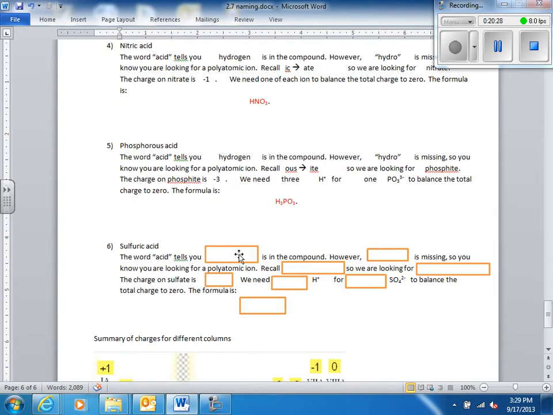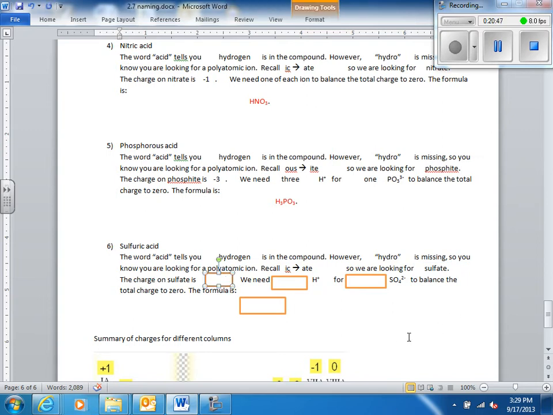Last thing, sulfuric acid. So acid says we have hydrogen. Hydro is missing, so you're looking for a polyatomic ion. We've got an ic. It goes to ate. So we are looking for sulfate. Look it up. And the charge on the sulfate that you should have looked up is -2. So how many H's do we need to balance out this -2? We need 2 of them for 1 SO4 2-. And the formula becomes H2SO4. And there you have it.